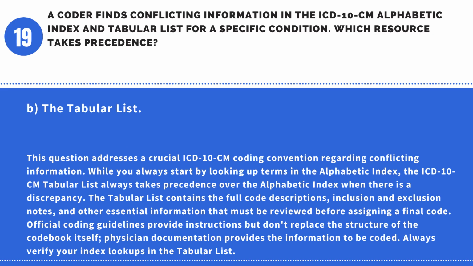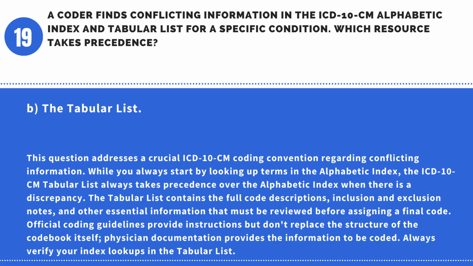Answer B. The tabular list. This question addresses a crucial ICD-10-CM coding convention regarding conflicting information. While you always start by looking up terms in the alphabetic index, the ICD-10-CM tabular list always takes precedence over the alphabetic index when there is a discrepancy.